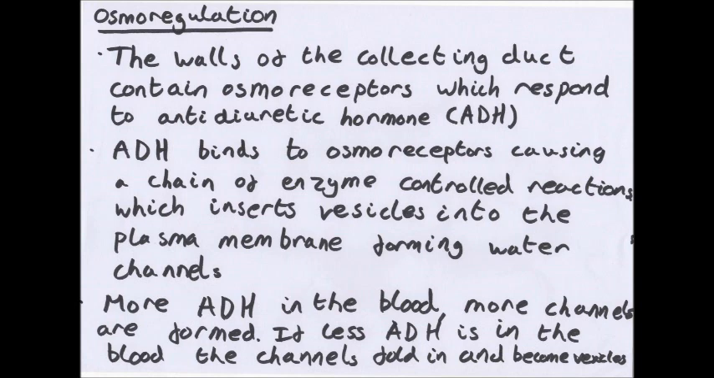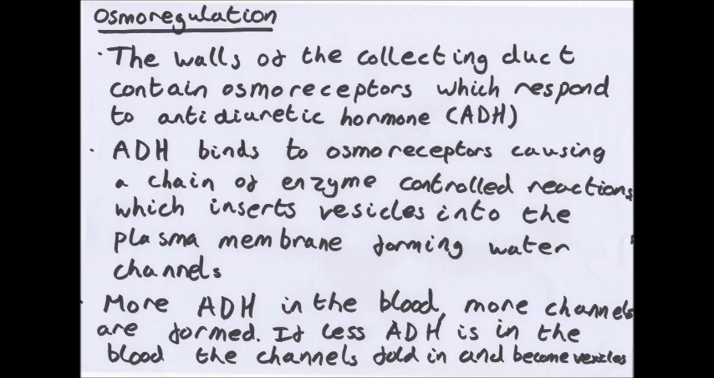Now, depending on how much you drink and on the type of day, you'll produce either dilute or concentrated urine. This is controlled by osmoregulation. The walls of the collecting duct have receptors which respond to the level of antidiuretic hormone, or ADH. ADH binds to receptors, causing a chain of enzyme-controlled reactions which insert vesicles into the plasma membrane, forming water channels. More ADH in the blood, more channels are formed. If less ADH is in the blood, the channels fold in and become vesicles.